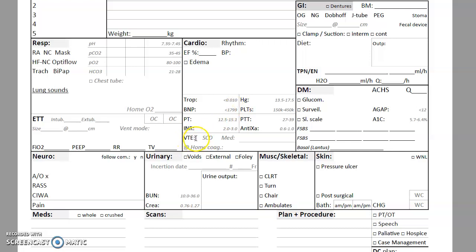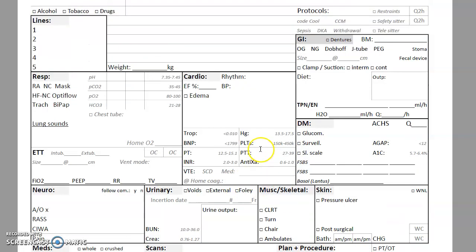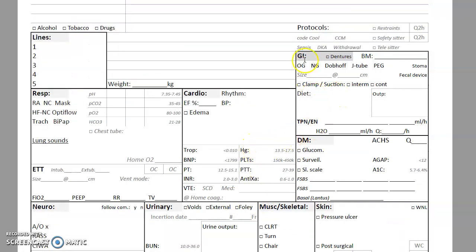Any VTE for the patient, if you're using any kind of compression devices like SCDs, medication that patient is given to prevent any blood clots, and any home use and any anticoagulations. Okay, GI wise, so you have if patient has dentures, last bowel movements, any possible tubings that you can have a patient for GI area. So OG, NG, Dobhoff, J tube, PEG, and right here you have your outputs, basically stoma and fecal, external or internal device.